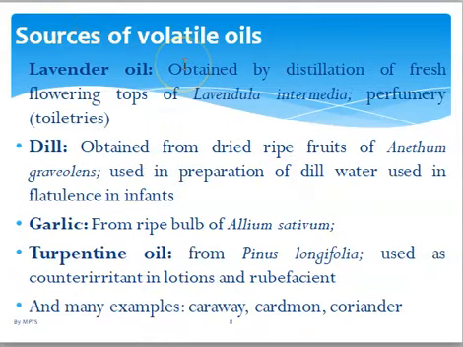Lavender is another volatile oil, from Lavandula intermedia. It is used in perfumery. Dill, of course, we know dill water in pharmacies. It is given to children who have gas in the stomach. Dill is from Anethum graveolens. Now, of course, this is what it is extracted from. We have turpentine oil from Pinus longifolia, and very many other volatile oils.